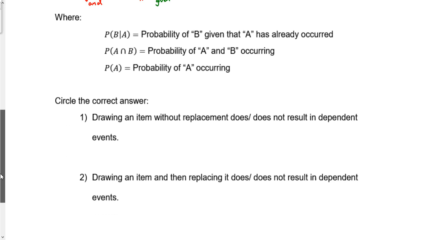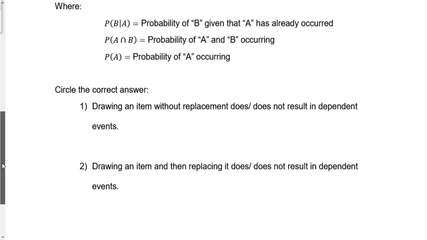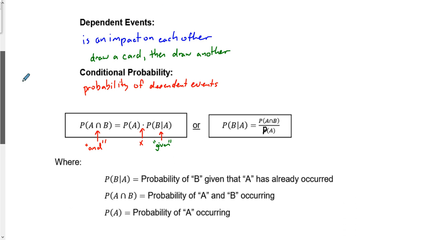So we start talking about a few different things. Please make sure you pause at any point in time if you are unsure of things. But we're going to circle the correct answer. So would each of these result in a dependent event? Drawing an item without replacement does or does not result in dependent events. Or drawing an item and then replacing it does or does not result in dependent events. Again, we talk about dependent. We talk about having an impact on each other.